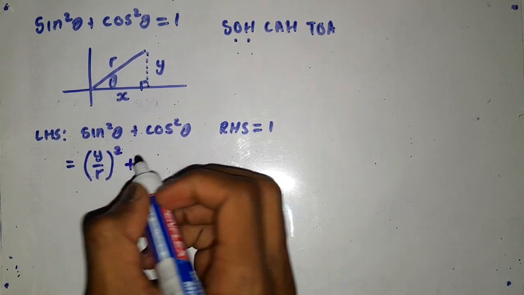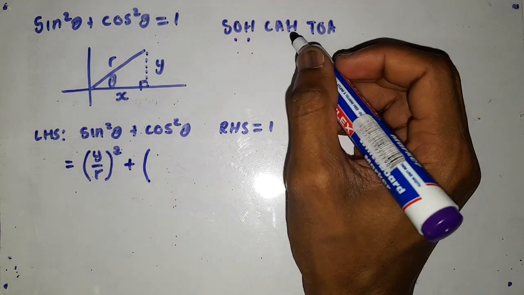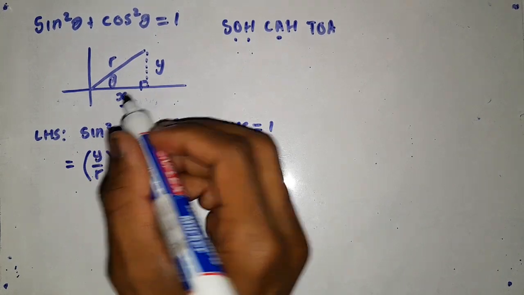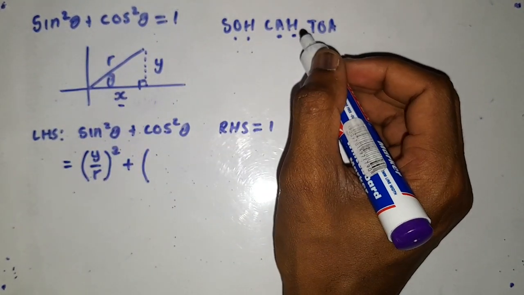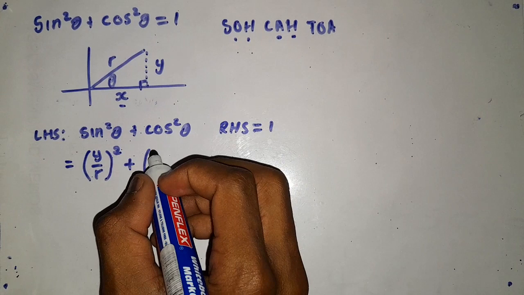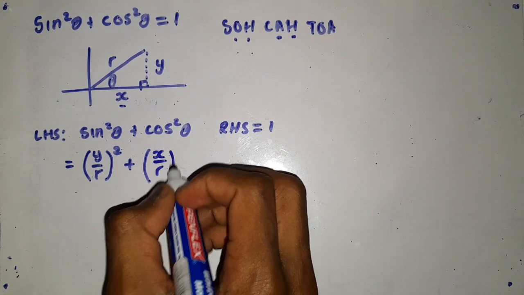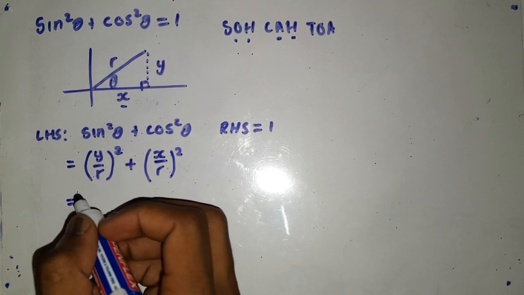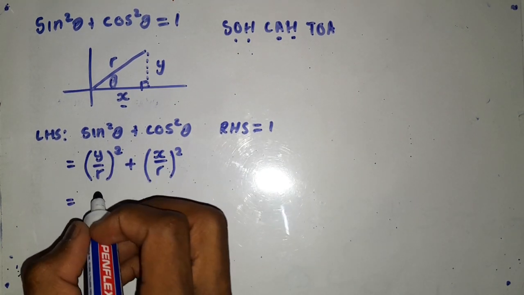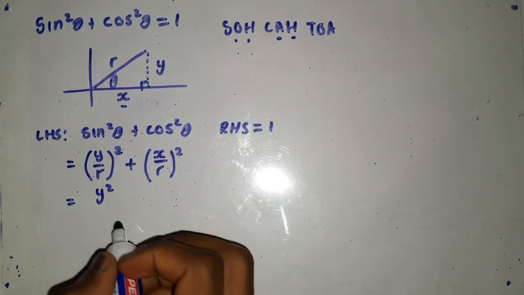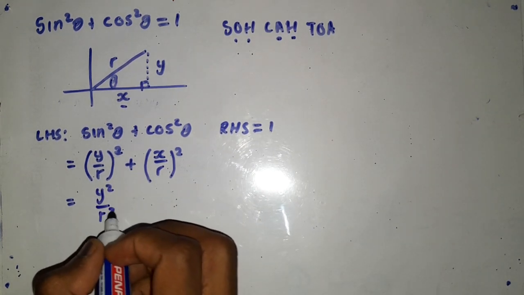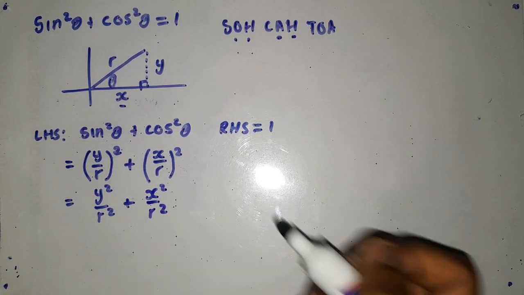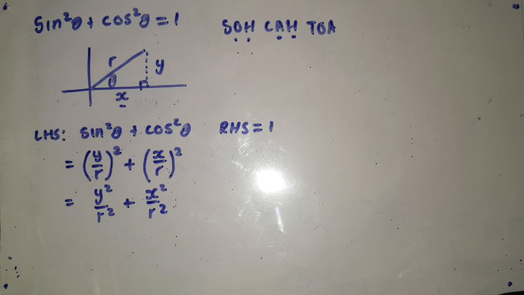Plus, our cos is going to be adjacent, which is x, over our hypotenuse, which is r. Let us write x over r, close the bracket, squared. And now you can just distribute the square throughout. It's going to be y squared all over r squared plus x squared all over r squared, like this. You see, it's so simple.